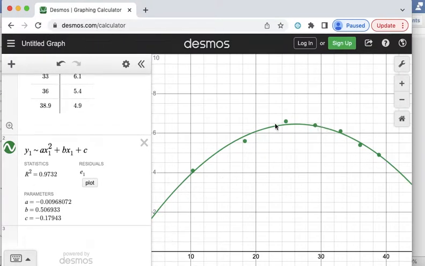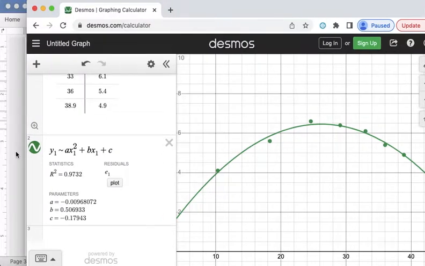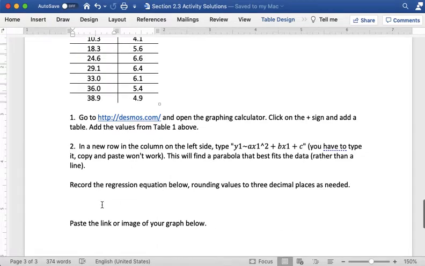Obviously, a line is not the best idea for this data because it increases and then decreases. A parabola is going to fit this situation much better, as we can see. So what the question is asking me to do, and this is what you're going to have to do in your homework, is record the regression equation. And it says to round values to 3 decimal places as needed.